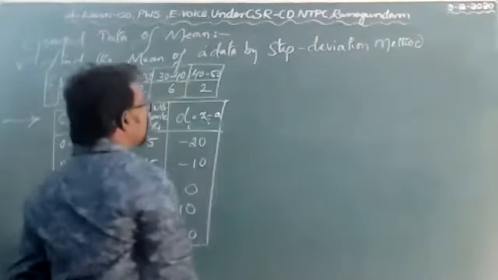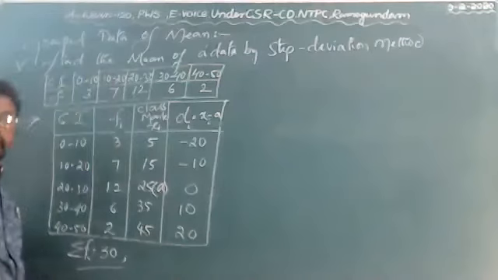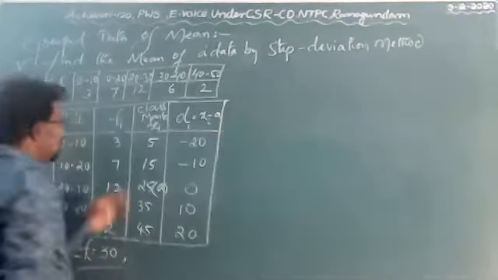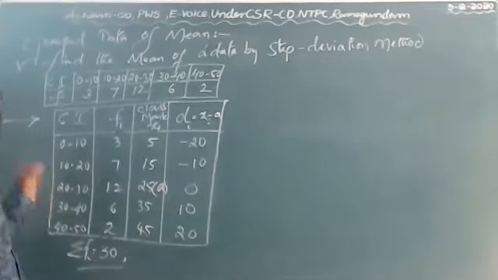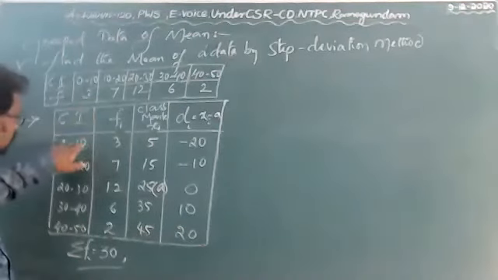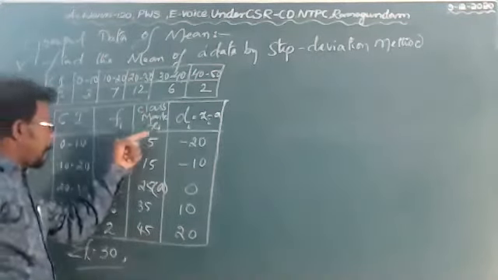Step deviation method. In this we require one more column. As you see, class interval is required, and he will ask a question: find the mean of the data by step deviation method. He will give only these two. We require the class mark.